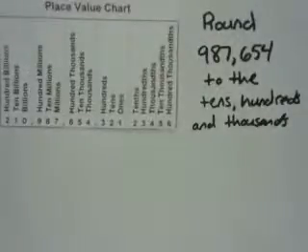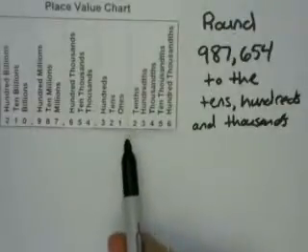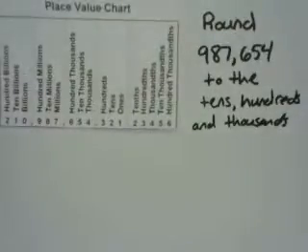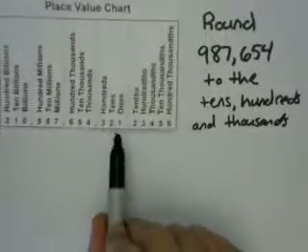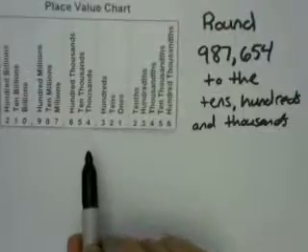987,654 to the tens, hundreds, and thousands place value. So here next to the question I have a place value chart. If we notice here, it actually has decimals on it. Those are to the right of the decimal point, and we aren't going to talk about those yet. Those are actually going to come in a later chapter. Right now we're going to concentrate, if we start here at the ones, and we move tens, hundreds, thousands.